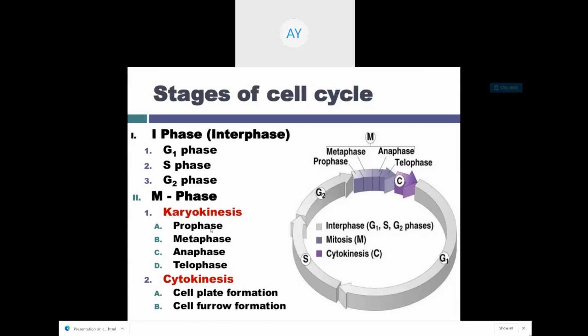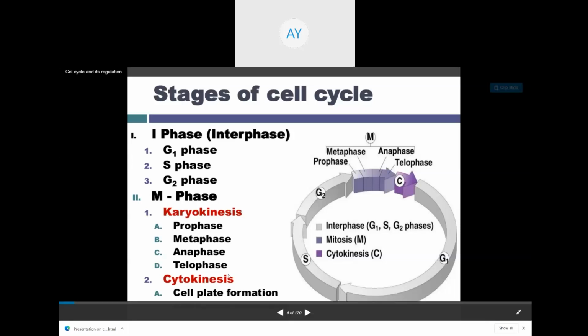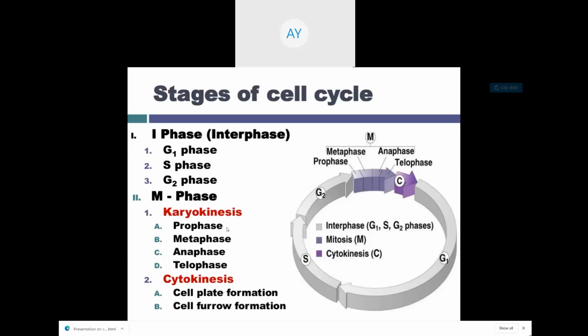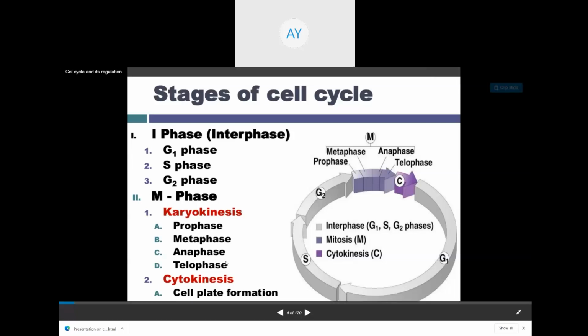So in the case of mitosis, there is only one set of stages: prophase, metaphase, anaphase, telophase. But in the case of meiosis, there are two: meiosis 1 and meiosis 2. In meiosis 1, it is prophase 1, metaphase 1, anaphase 1, telophase 1. In meiosis 2, it is prophase 2, metaphase 2, anaphase 2 and telophase 2.